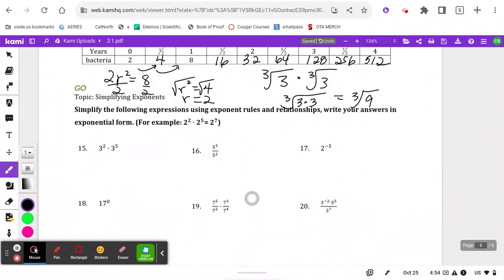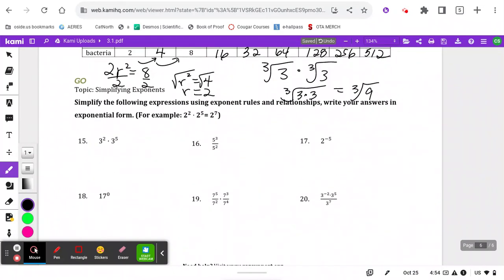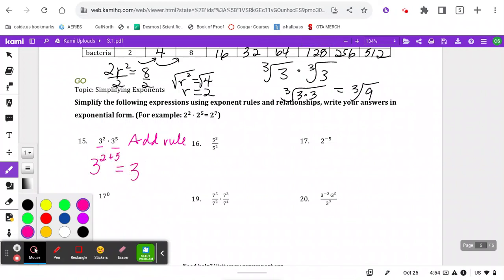Yay. All right, the go is just a really short, quick review on exponents for you to try tonight. Pause the video, see if you remember these, and then let me know if you think you need to review these. So this first one is the add rule, that when I'm multiplying two same bases, 3 to the power of 2 times 3 to the power of 5, I just add the exponents. Have you ever seen that rule before?